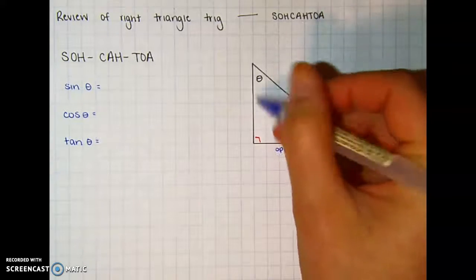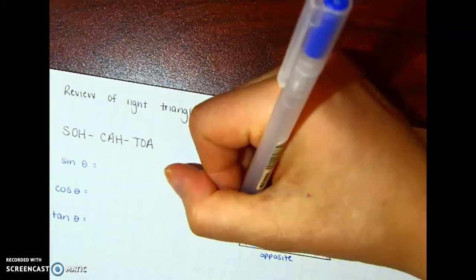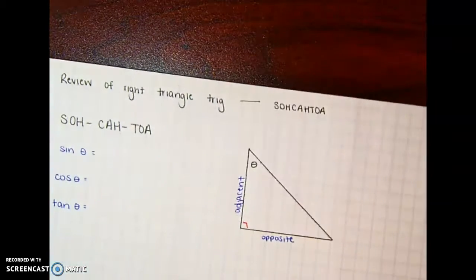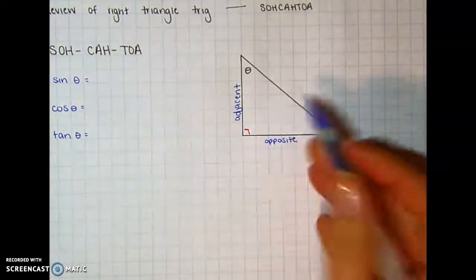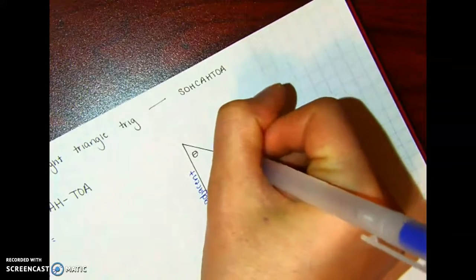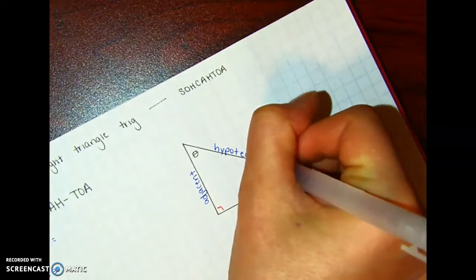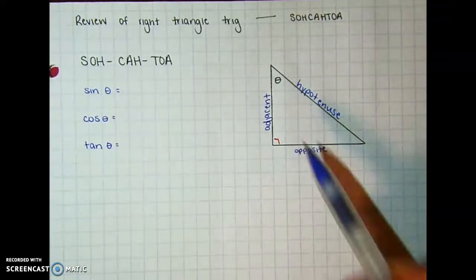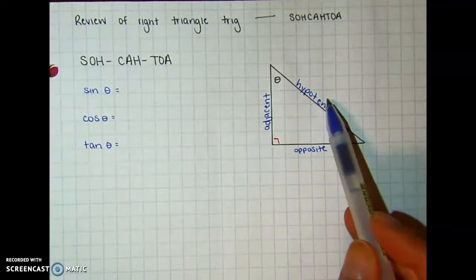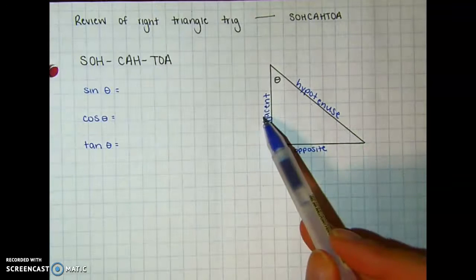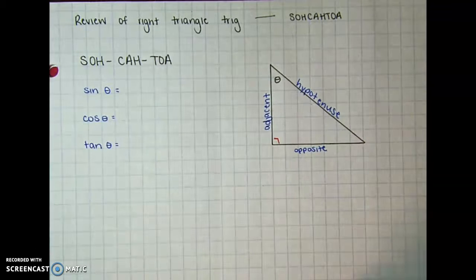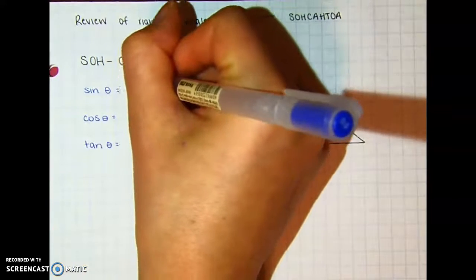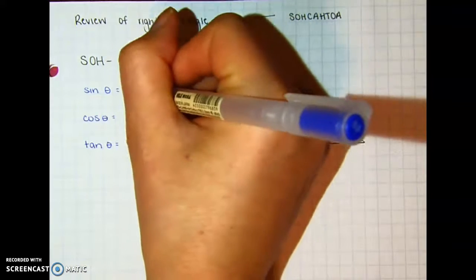Adjacent is a fancy word for next to, so this is the side next to the angle. And then the hypotenuse is always across from the right angle. So, right triangle, this is our focus, this is the opposite side, the adjacent side, and the hypotenuse. If this were our focus, then this would be the opposite side, this would be adjacent, this is still the hypotenuse. So sine is defined as the ratio of your opposite side divided by your hypotenuse.